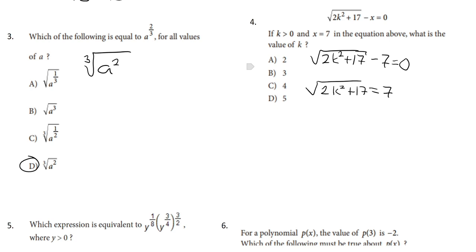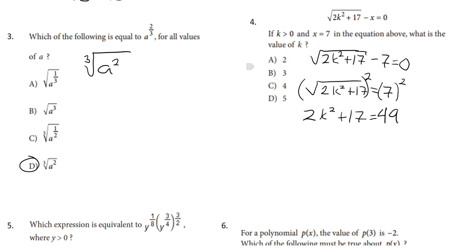Next, we have to get rid of the square root. The way that we do that is we square both sides. On the left side, the square root of something squared eliminates both the square root and the square. So we're going to be left with 2k squared plus 17. And this is going to be equal to 7 squared, which is 49.